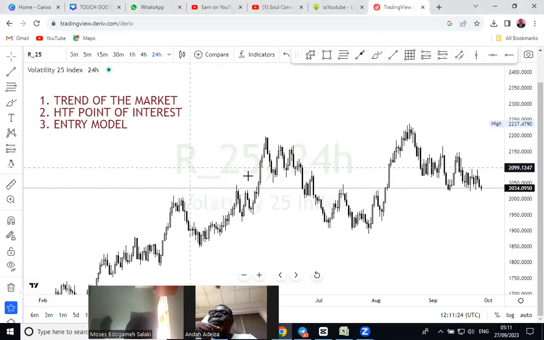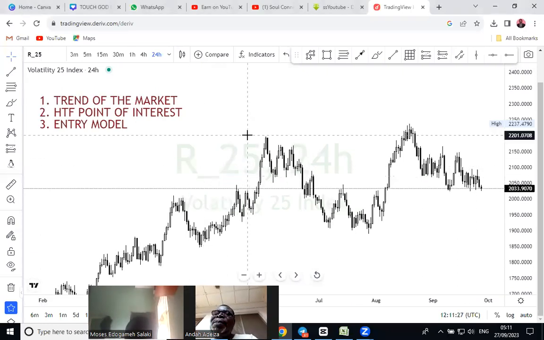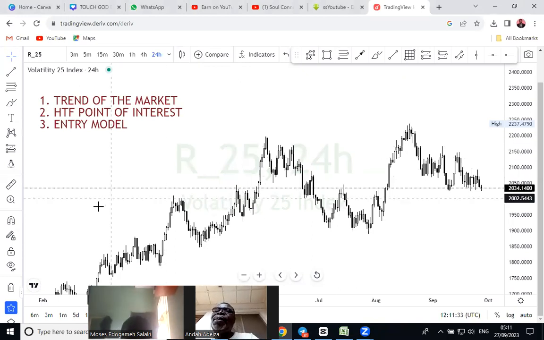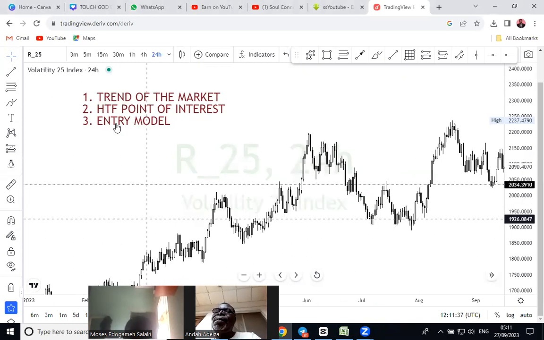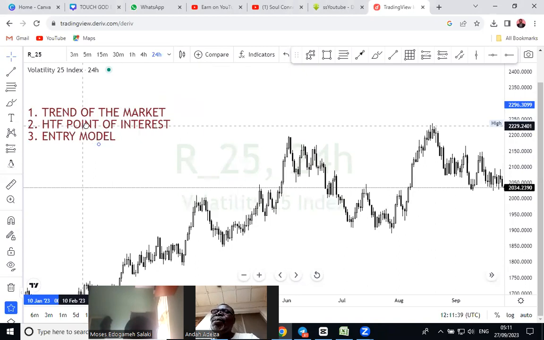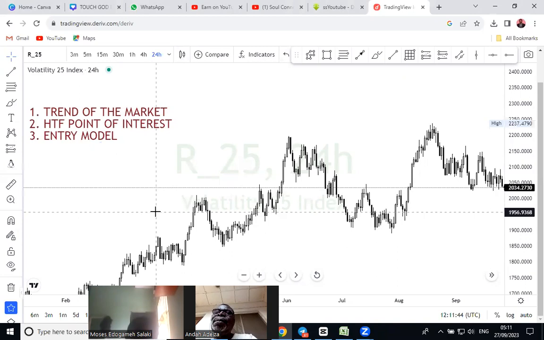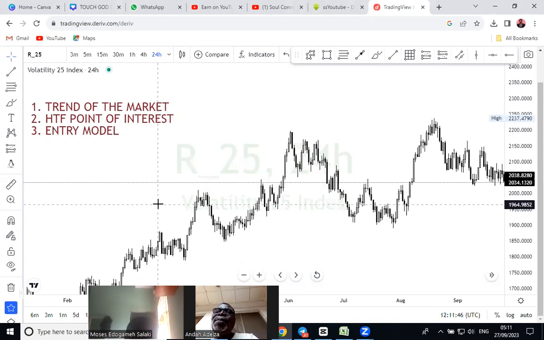When you open your chart, it doesn't matter the chart it is, whether forex, crypto, currency, synthetic indices, anyone. These are the major three things you want to look out for. What's the trend? The trend tells you the history. What price has been doing over time.